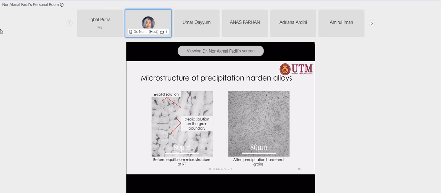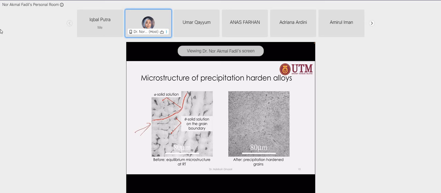If there is a dislocation, it will easily move through the continuous white region, which is without precipitates. It is an alpha solid solution. So if there is an obstacle to the dislocation motion along this white region, it is only because of the foreign atoms, solid solution strengthening.